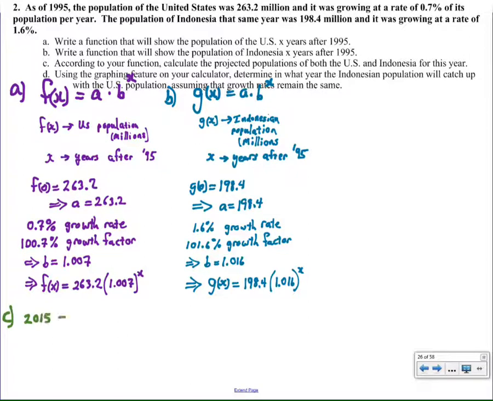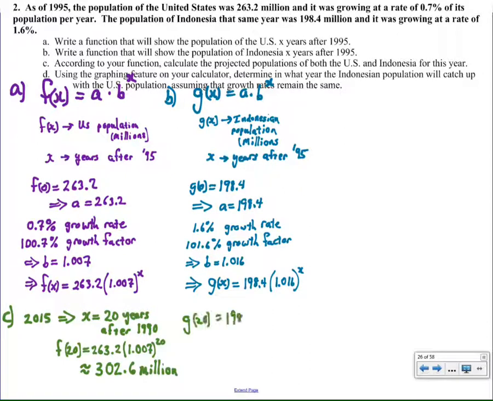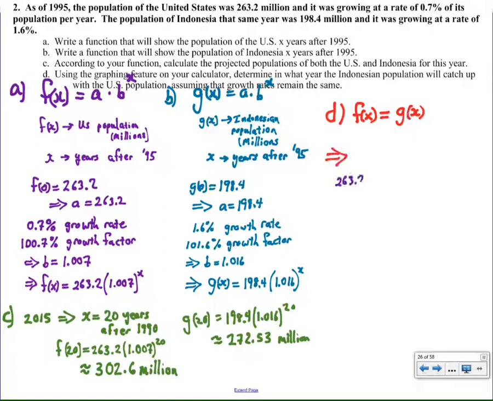For example, this year, 2015, is 20 years after 1990, so we can project, using f of 20, 302.6 million people in the United States this year. I didn't check that against the actual, but it's pretty decent. And in Indonesia, 272.53 million.